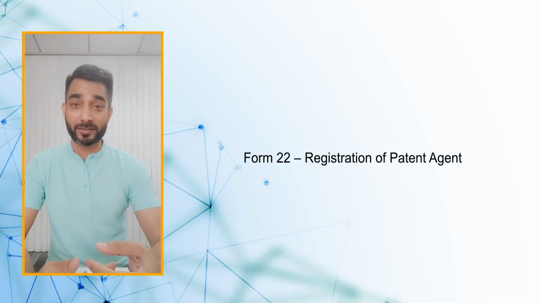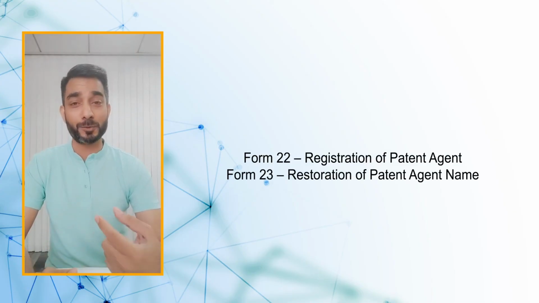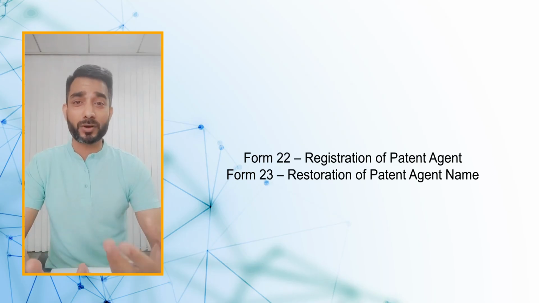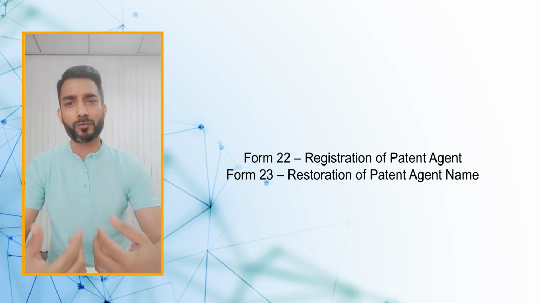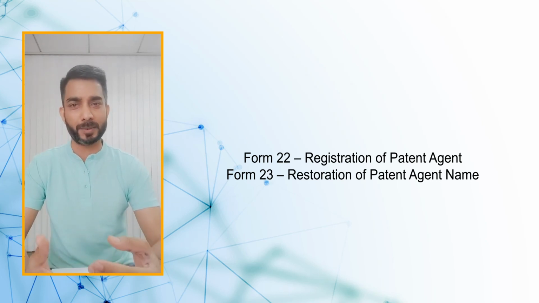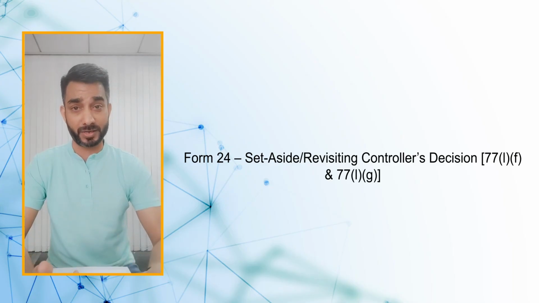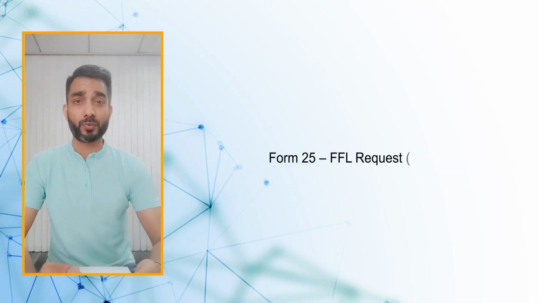Form 22 and Form 23 are for people like you. Form 22 to be used for registering yourself as a patent agent. And Form 23 to be used to restore your name as a patent agent in case the same was deleted due to non-payment of the fees or for any other activities which were not in compliance with the Patents Act. Form 24 is to be used when you want the controller to revisit its decision under Section 77. Form 25 is to request for foreign filing license from the Patent Office.